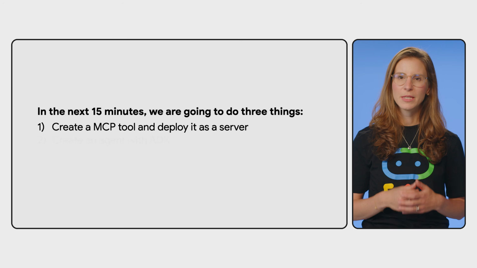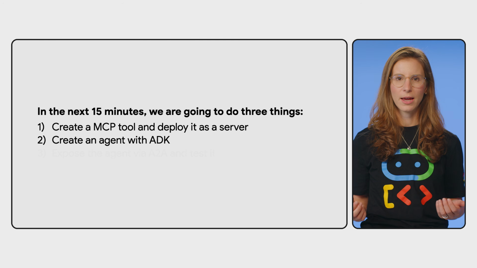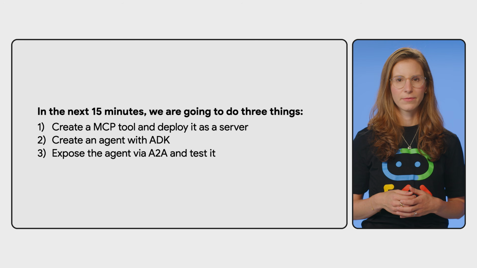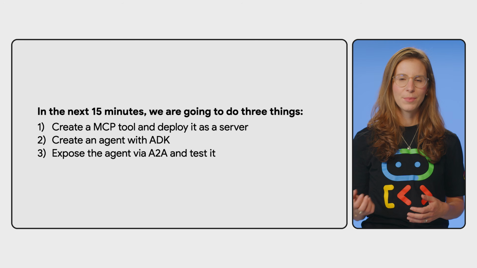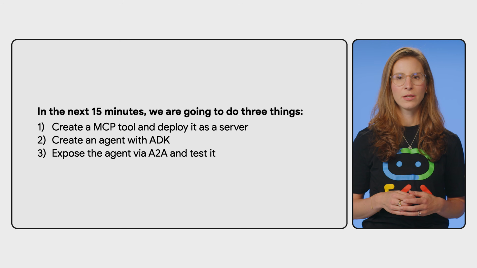ADK, A2A, MCP. If you're trying to build an agent, you've probably come across these acronyms. So let's cut through the noise. In the next 15 minutes, we are going to do 3 things. Create an MCP tool and deploy it as a server, create an agent with ADK, and expose the agent via A2A and test it. If you follow every step in this video, you will understand these concepts and have a working AI agent by the end of this tutorial.